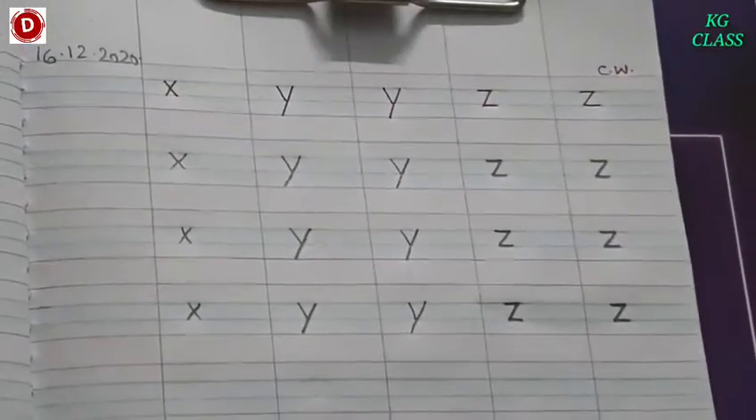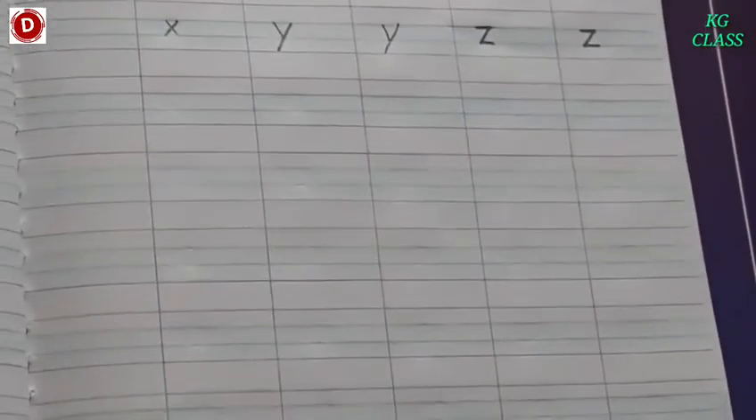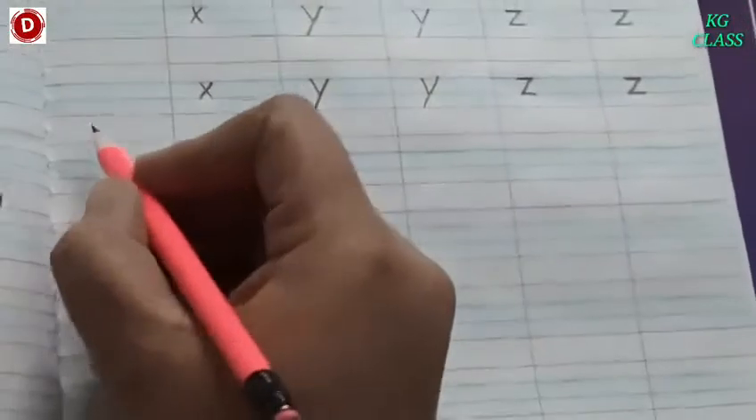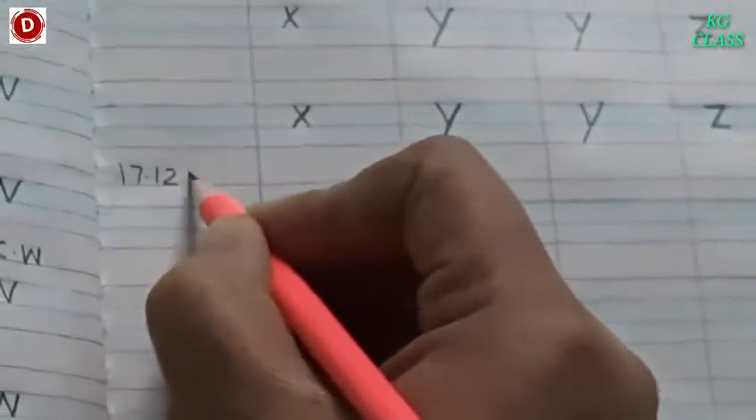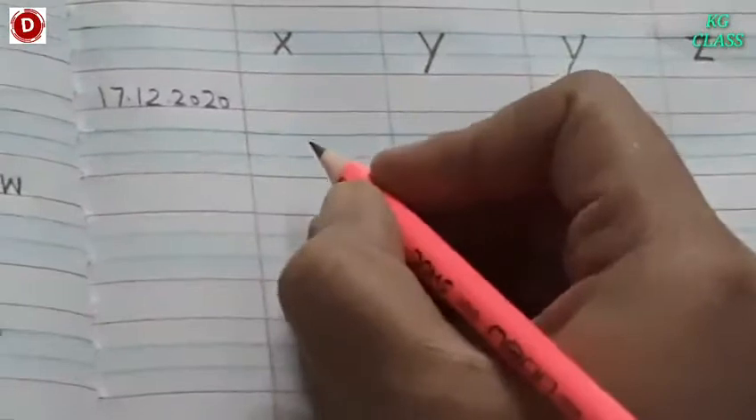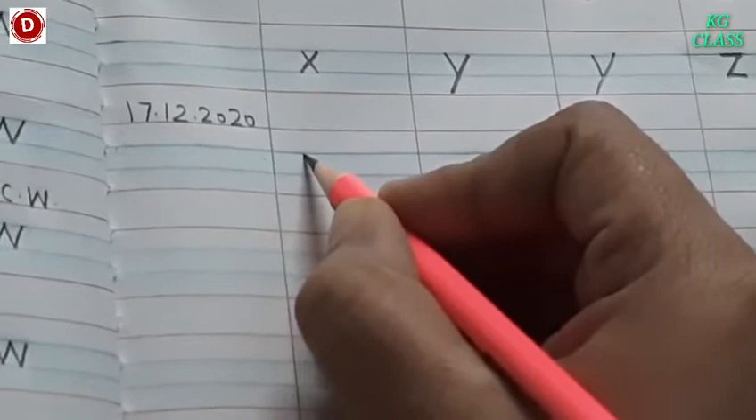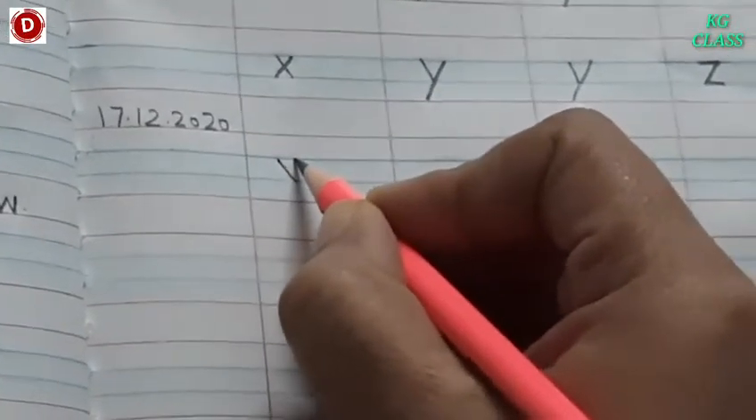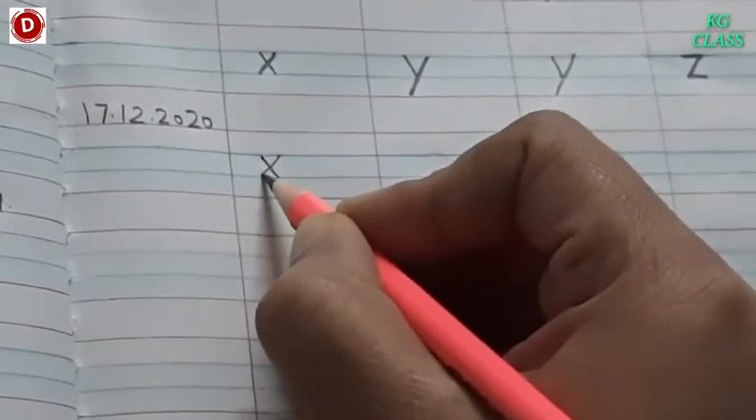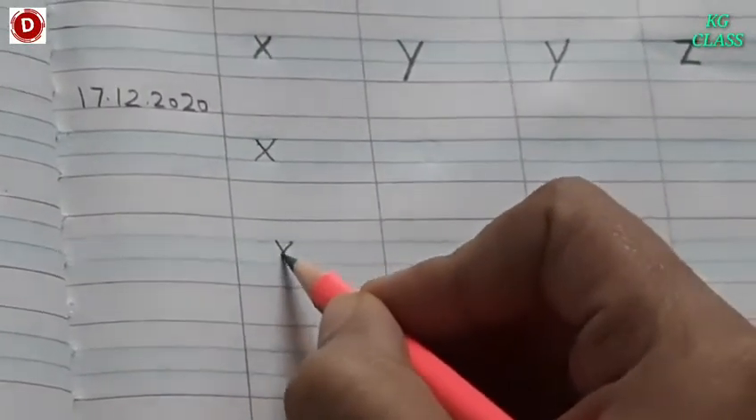Okay children, so let's write x, y, z in the same page in which we did yesterday. Okay, so first write today's date. Today is 17th December 2020, like this. And then we will continue it, okay? So in the first line, we will write X. From the first blue line, you have to make a slanting line like this. And then one more this side. Again, you have to make an opposite slanting line like this. In this way, you have to write X.